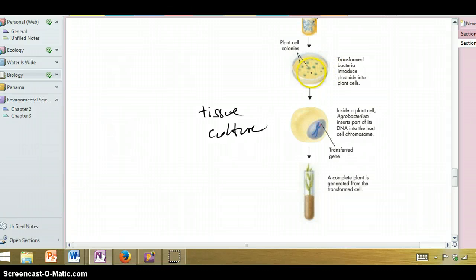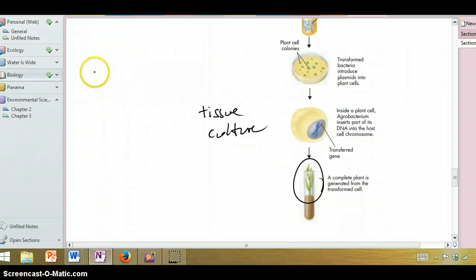So you can take these plant groupings and you can grow them in tissue culture, and if the transfer of genes was successful, you'll end up with plants that now have incorporated these genes that have come from somewhere else. This has been done to create genetically modified crops like corn and soybeans and cotton that have incorporated genes from completely different species into them.